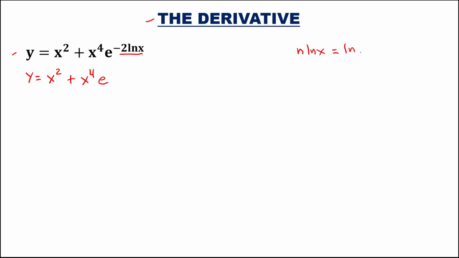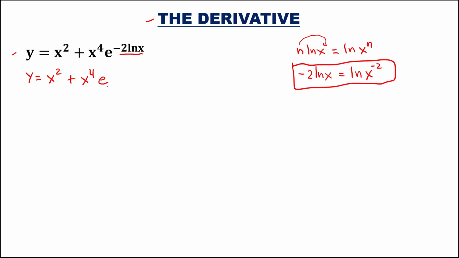n ln x is equal to ln x to the power n. So this n becomes the exponent of x. So if we have negative 2 ln x, this is equal to ln x to the power negative 2. So this becomes e to the power ln x to the power negative 2. Then we can still simplify this given.